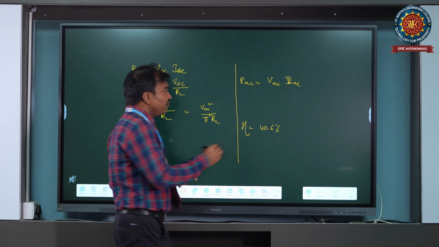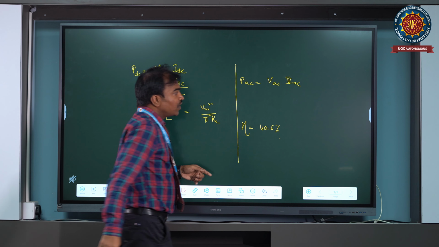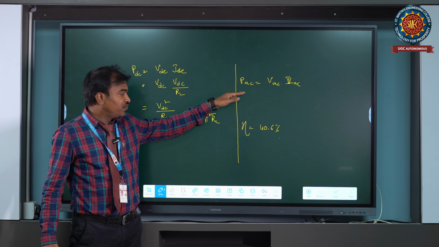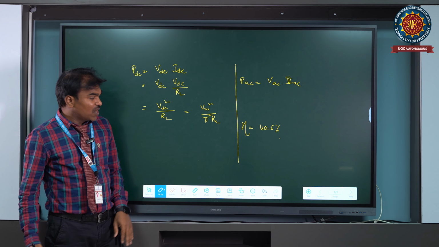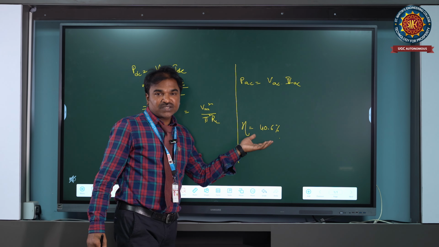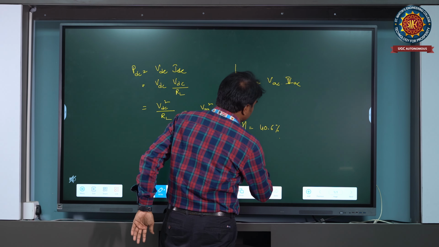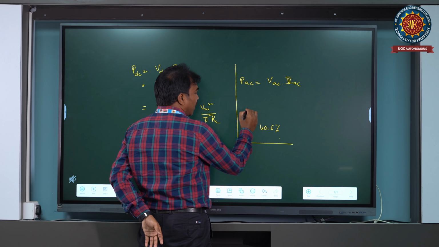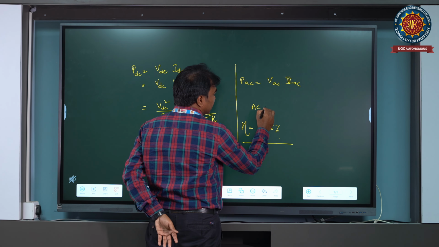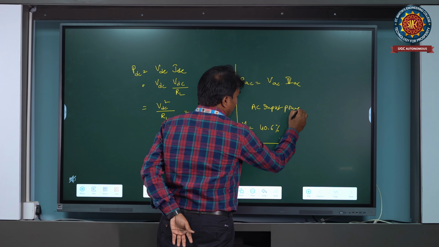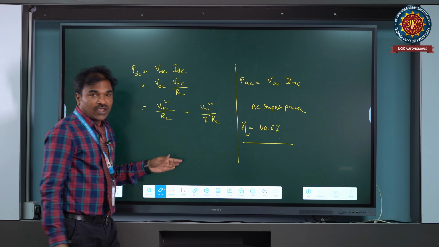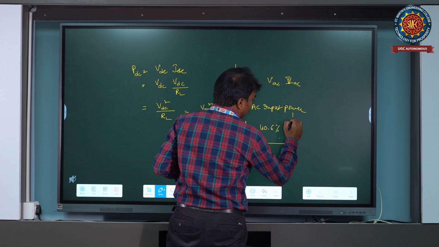Here VAC is nothing but VRMS, so VRMS into IRMS. Whenever that value is substituted, what answer will you get? 40.6%. What is meant by 40.6%? It means 40.6% of the AC input power is converted into DC.